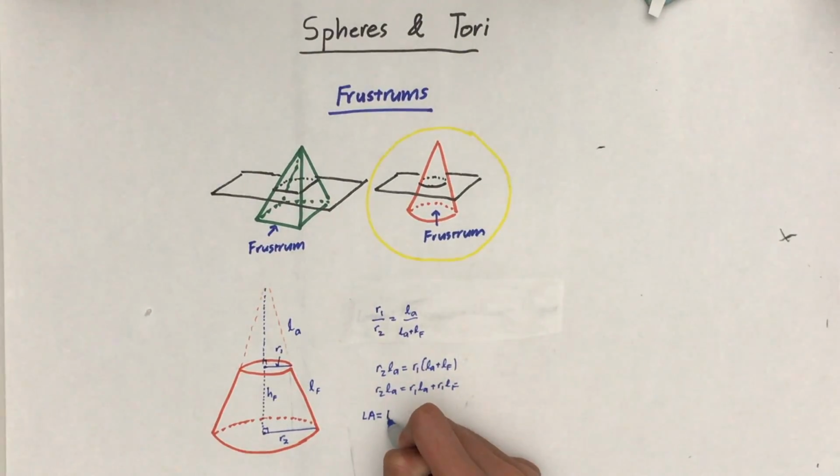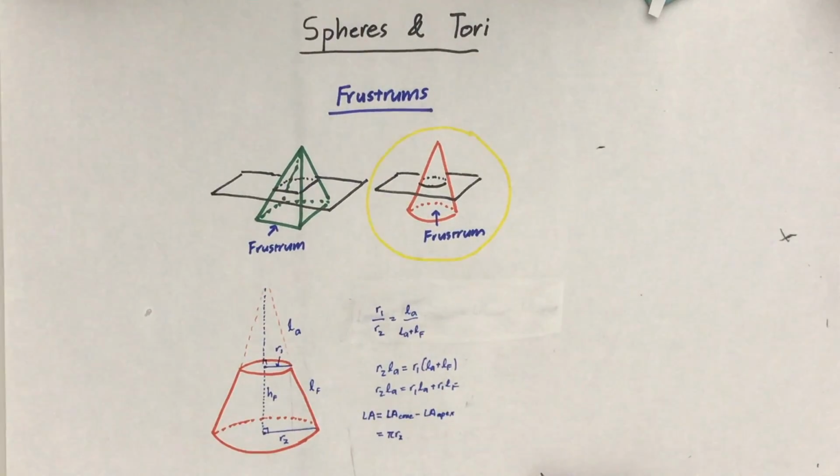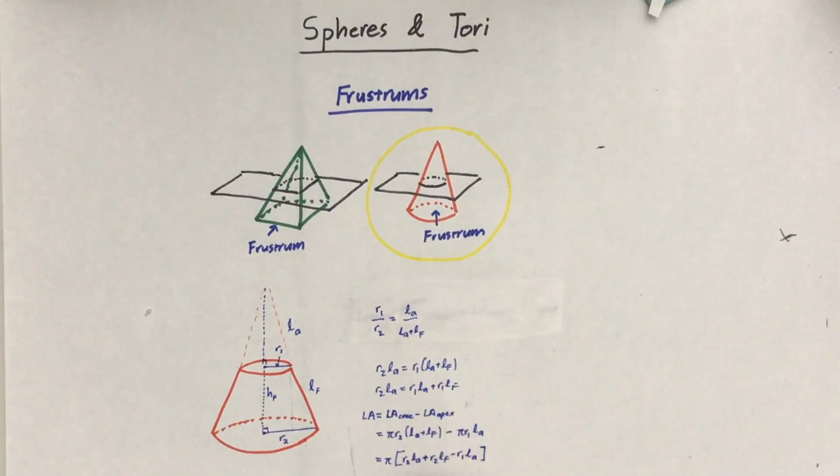The lateral area of a frustrum would be equal to the lateral area of the whole cone minus the lateral area of the apex. We also know that the lateral area of a cone is pi times R times slant height. So we can just substitute in those numbers and distribute the pi out. We get pi times R2LA plus R2LF minus R1LA.